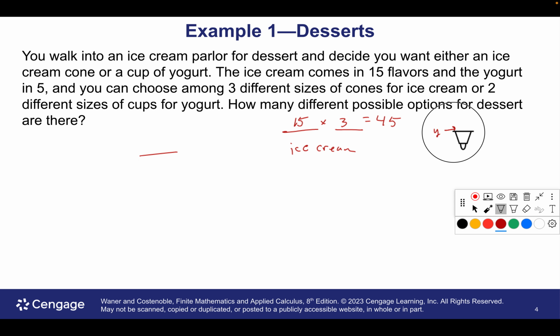So the yogurt, I've got, again, still two decisions to make, right? I got the flavor and then the size. How many flavors do we have? Got 5, and we've got 2 sizes. And so that's going to give us 10 different distinct desserts we could get there. Then what do we do? We take 45 times 10, or do we take 45 plus 10?